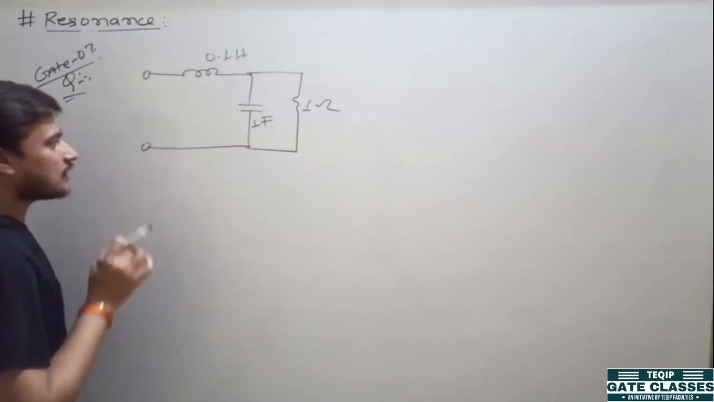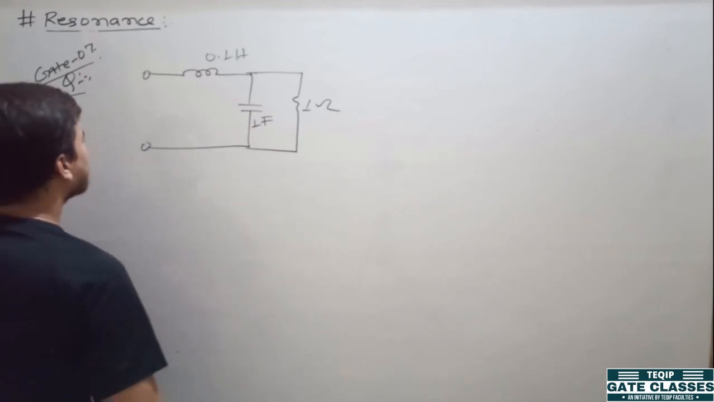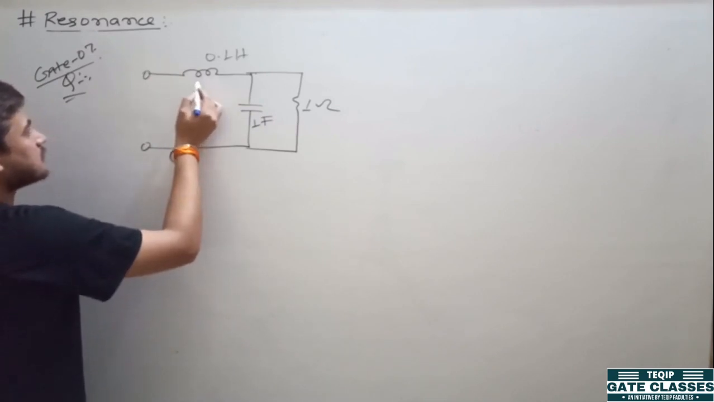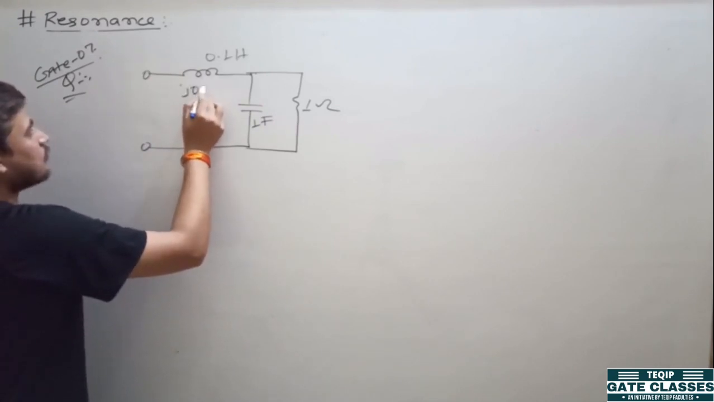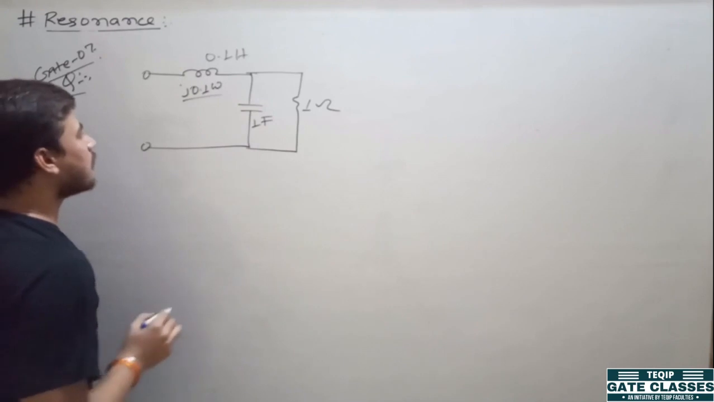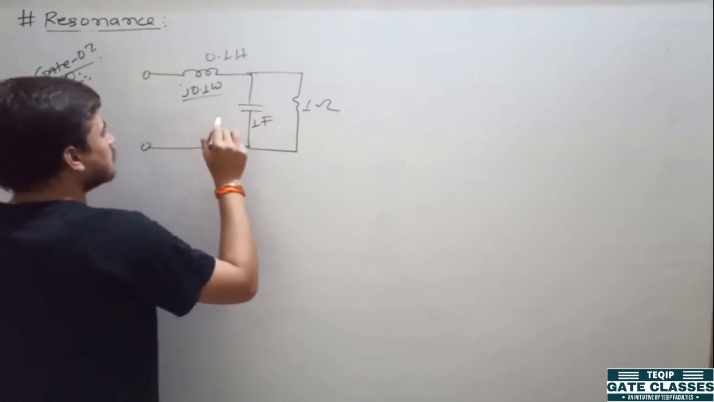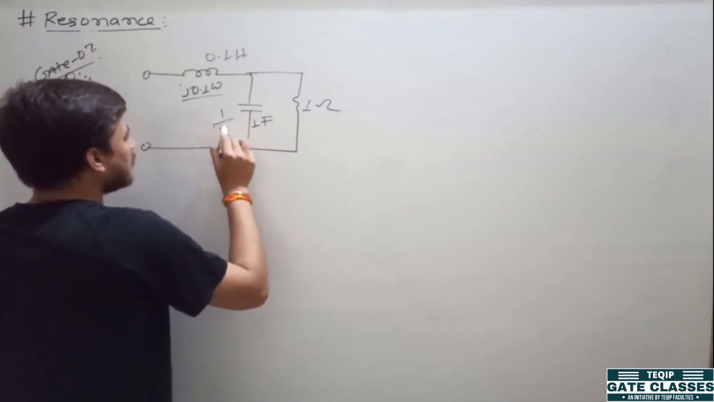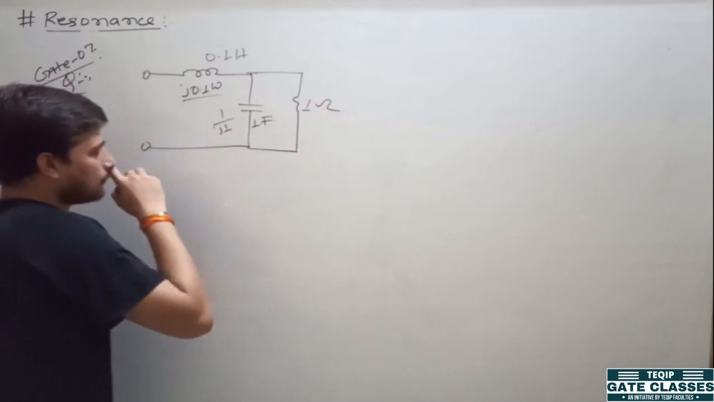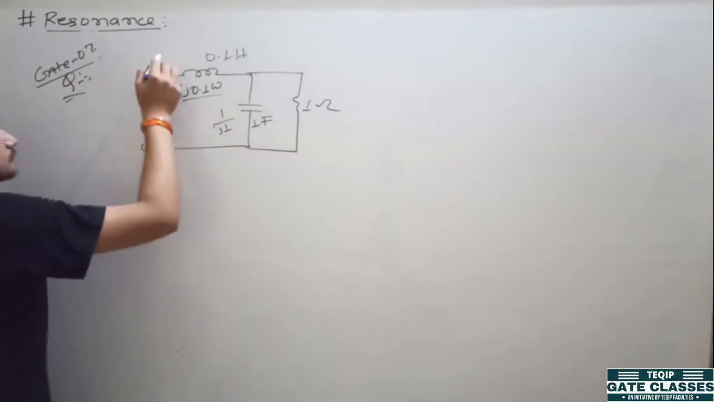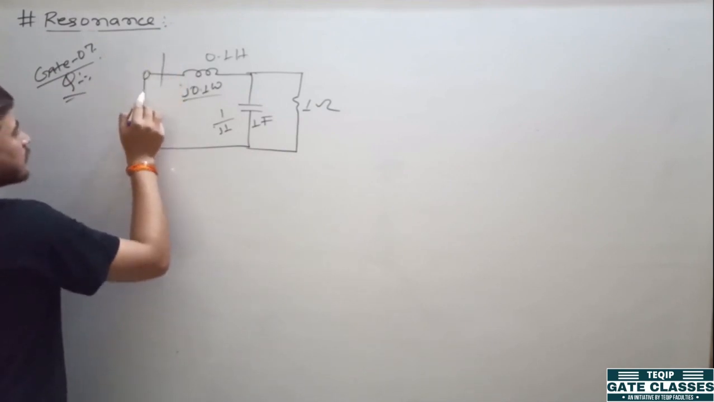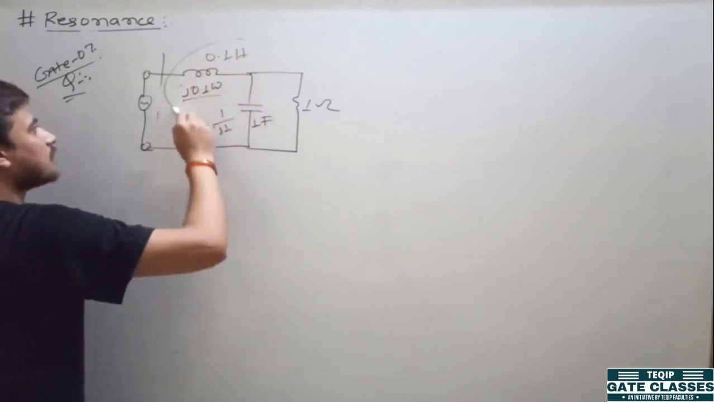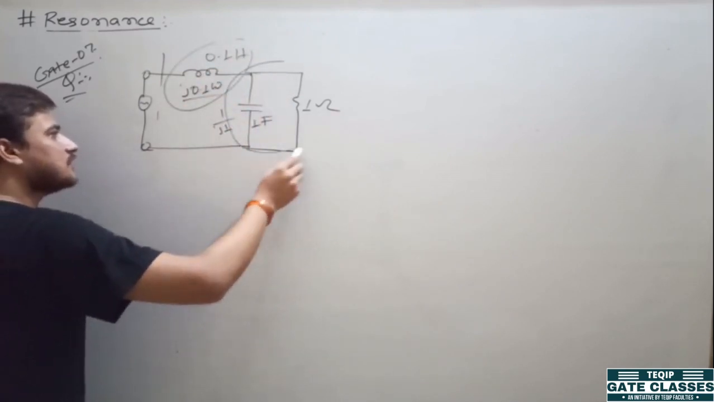So let us see how to find it. Here its impedance will be j 0.1 omega, that means j omega L. Here it will be 1 by j omega C, so 1 by j1, since here it is 1. You are connecting a supply across this terminal. So you see the inductor is connected in series with this branch.